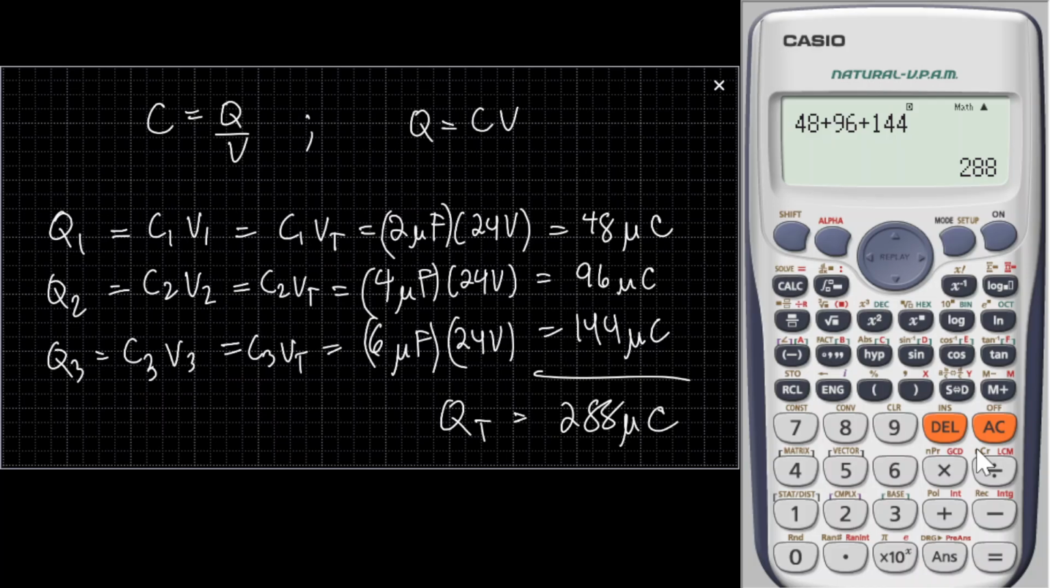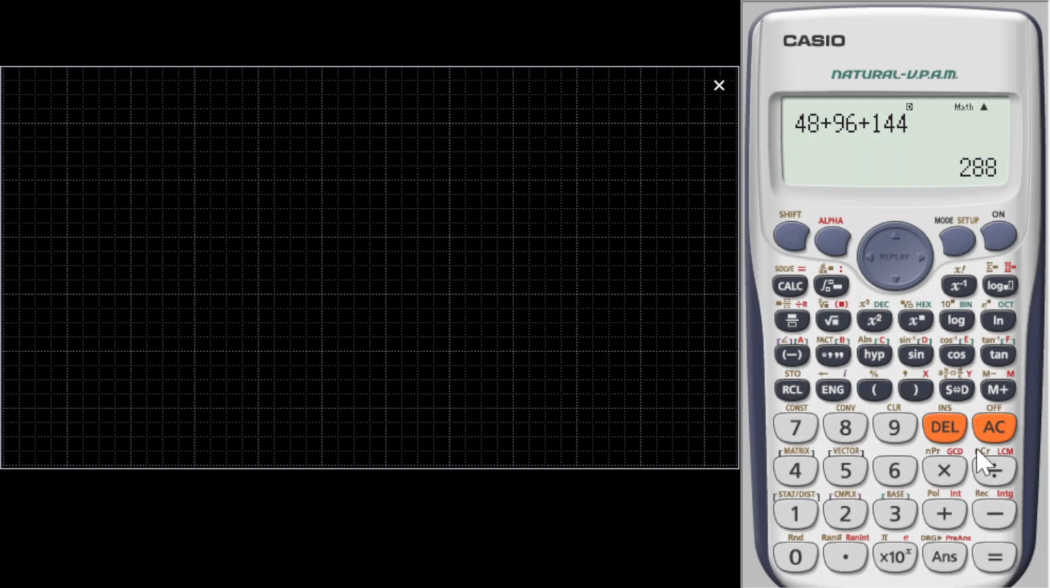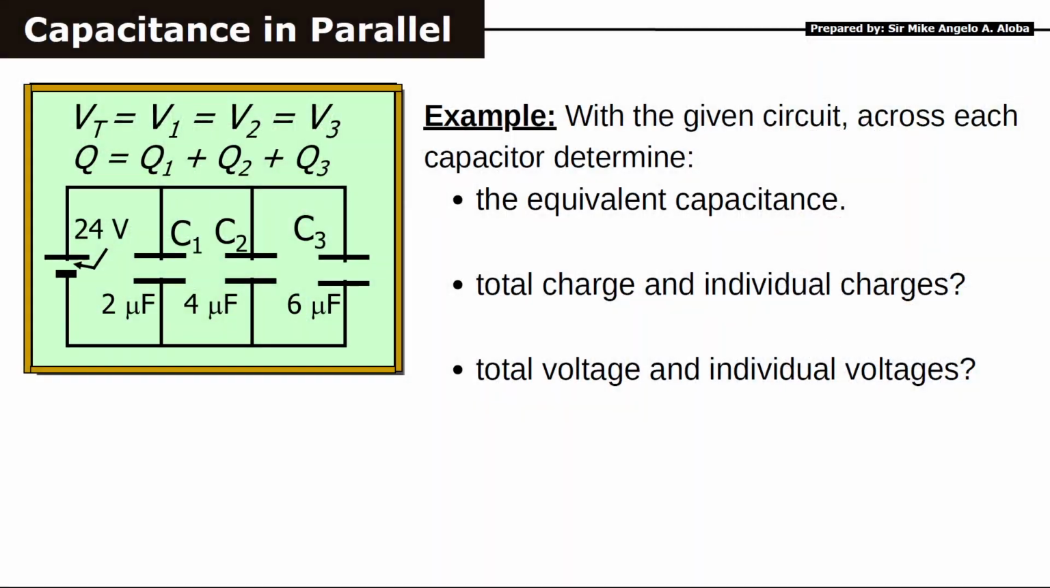So, ito yung Q1, ito yung Q2, ito yung Q3. And ito yung Q total. So, nasagot na natin lahat. Okay? For the total charge and individual charges. Now, how about for the total voltage? So, we all know the total voltage. VT is 24 volts. Ito pa rin naman yung kanina. Iba lang yung type ng connection.